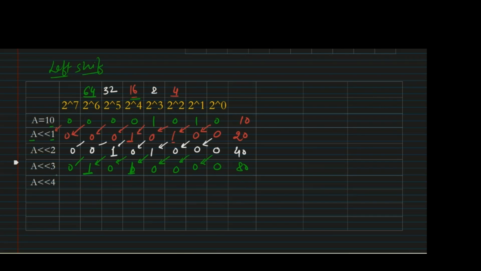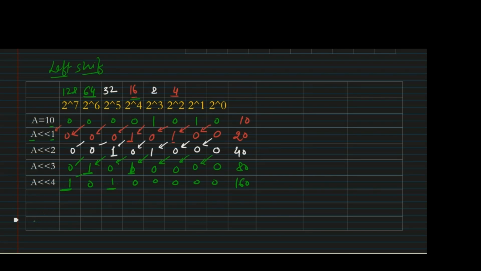Similarly, if we shift all these numbers, this one will be over here. This is 0. This is 1. All these are zeros. So now add these numbers. This one plus this one. This is 128 plus 32. It will be 160.